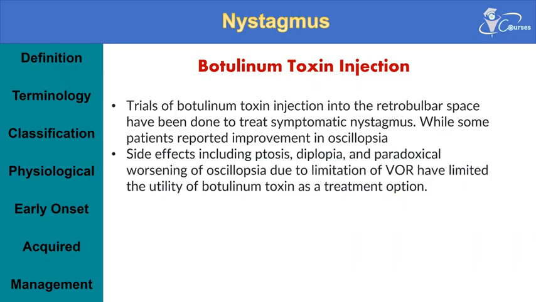So you are treating it for oscillopsia, but it's causing much worsening of oscillopsia because of the limitation of the vestibulo-ocular reflex. When patients with nystagmus have oscillopsia, the physiological vestibulo-ocular reflex tries to correct this oscillopsia a little bit. If you inject botulinum toxin, then you are paralyzing even this vestibulo-ocular reflex.